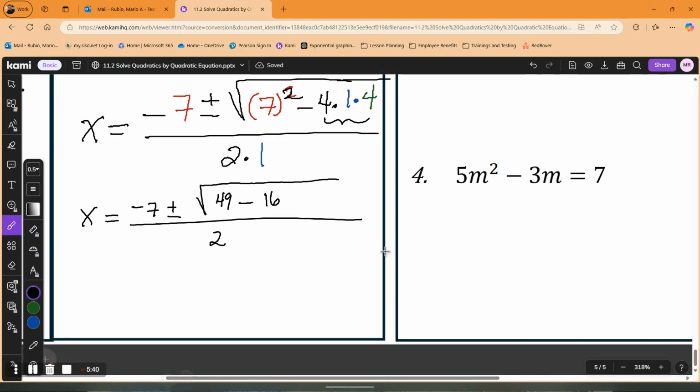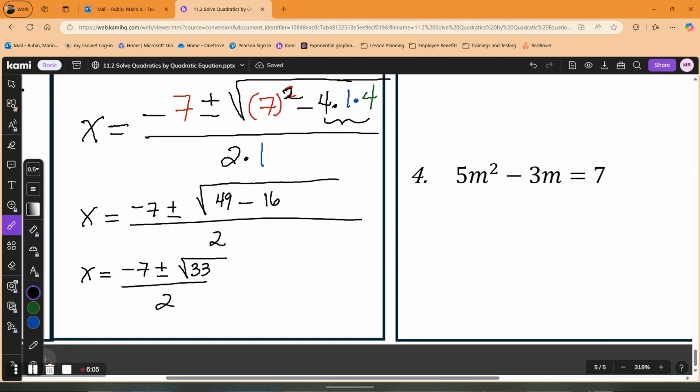I'm going to do what's inside of the radical first, keeping this and this the same. Keep the 2. Square root of 49 minus 16. I'm going to start using my calculator because I don't know how to. I mean, I could do that in my head, but I don't want to spend my energy right now doing that. Let's just use a calculator. 49 minus 16 is going to be 33.